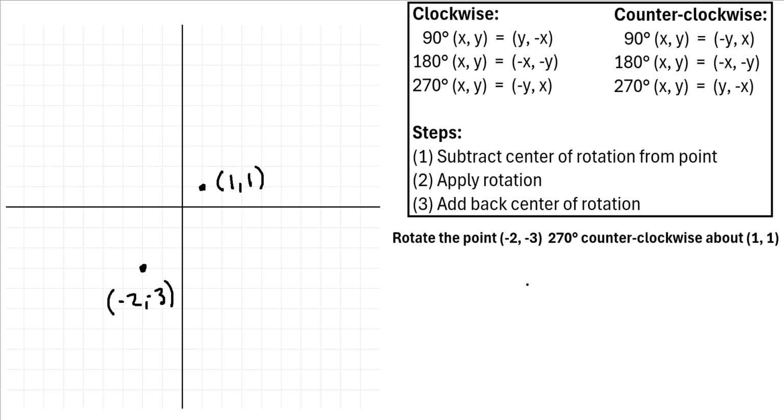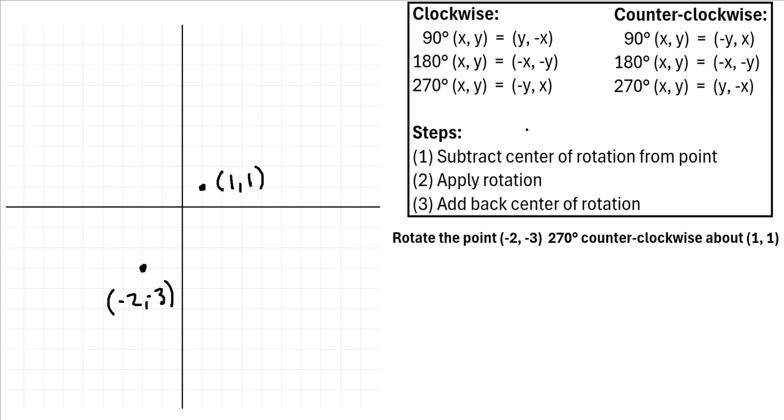All right, let's try one last example. Let's say we want to rotate the point -2, -3, 270 degrees counterclockwise about the point 1, 1. So here's our point -2, -3, and we're saying let's rotate it 270 degrees counterclockwise using this point 1, 1 as our center of rotation. So let's see where we land out here.